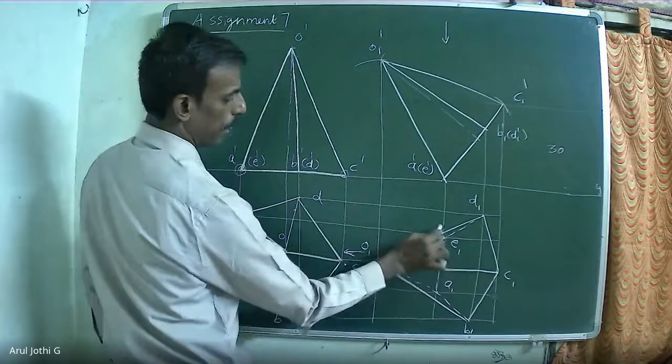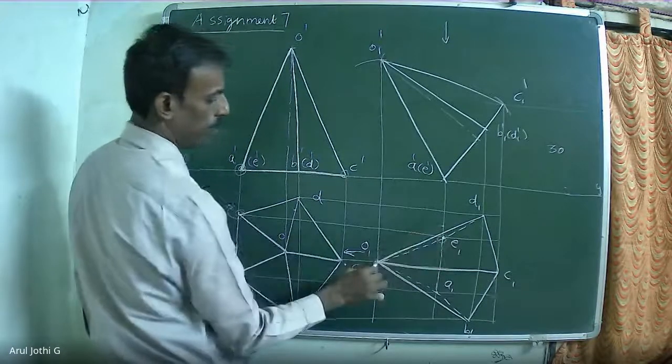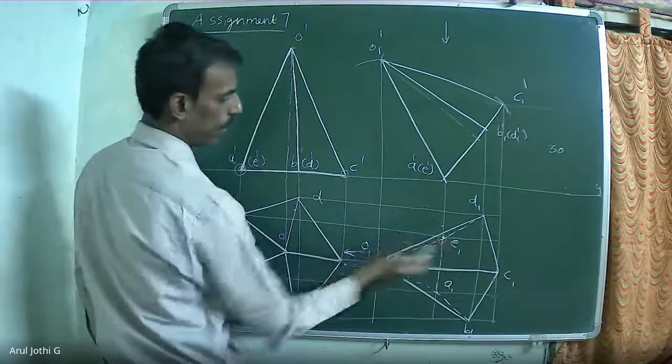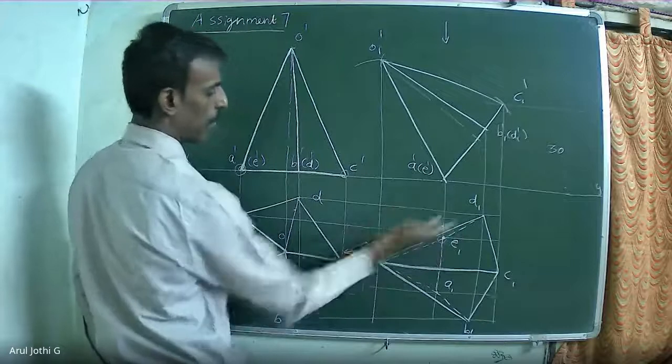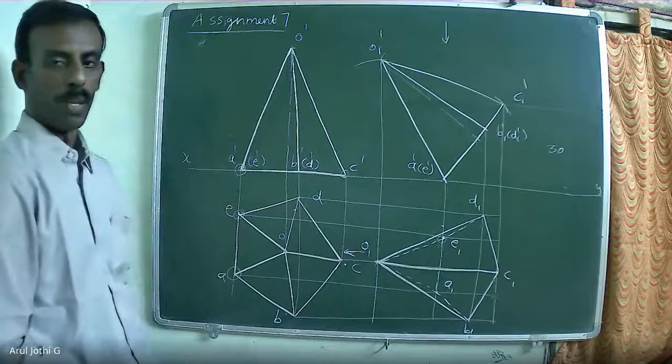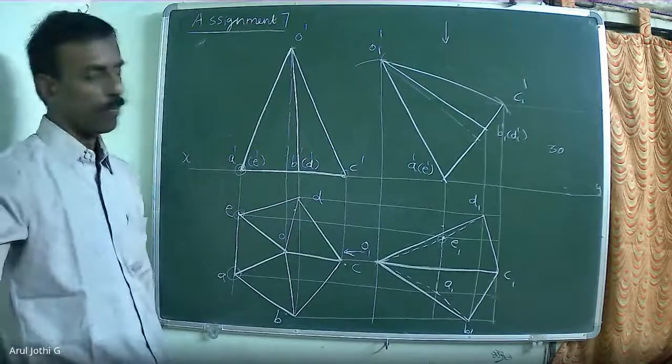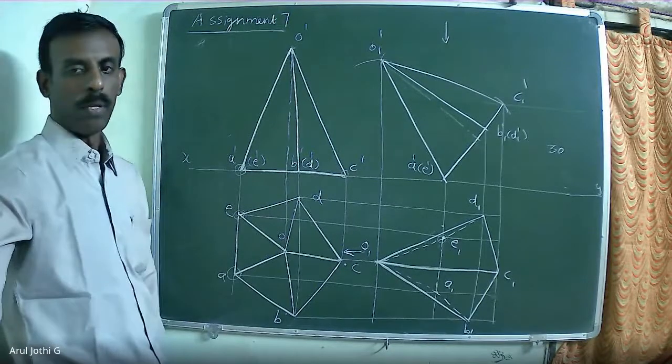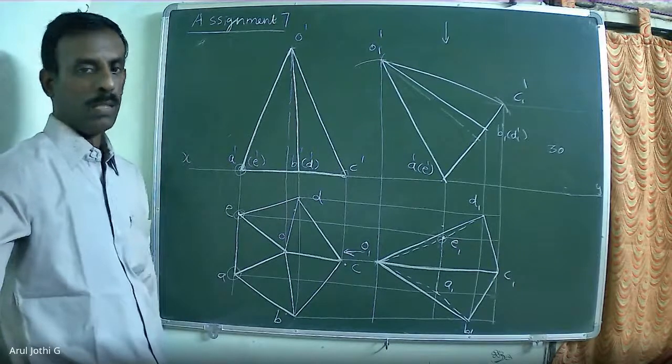Suppose this corner point E is available here, that will be visible. The invisible edges available outside the visible line will be shown as a visible line. Okay. So this is an important problem. Just go through that.